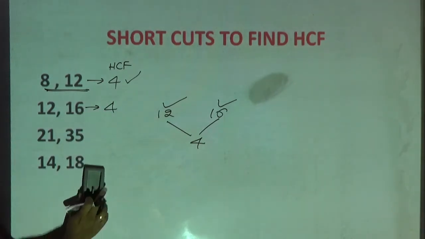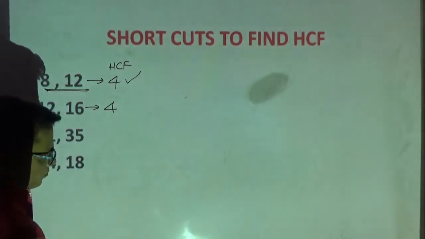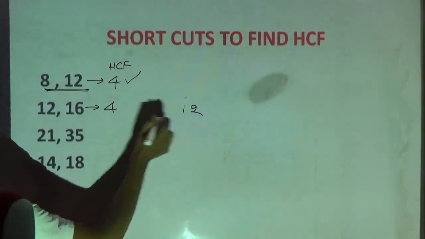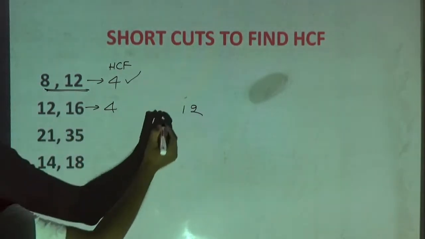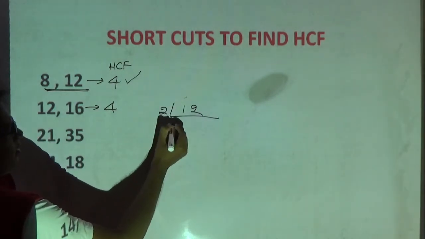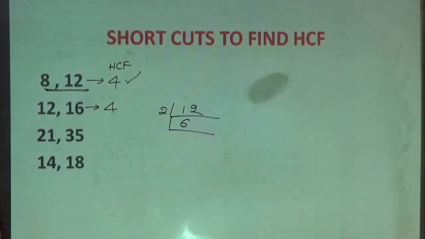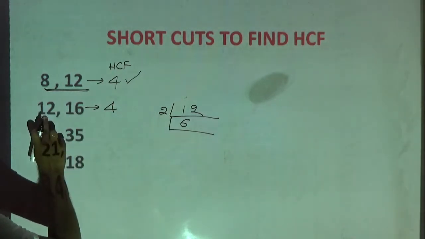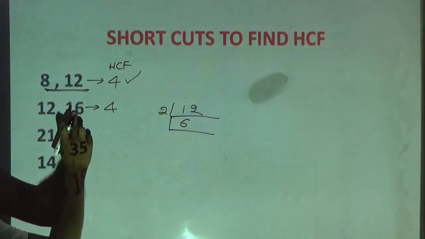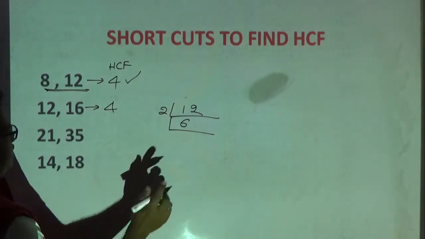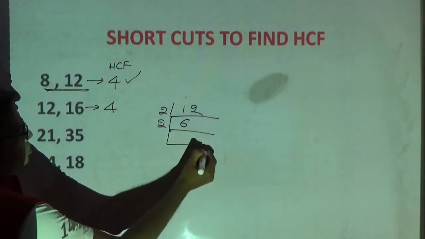Okay, I will explain another method now. Which is the lowest number among 12 and 16? 12. Find the factors of 12. 2 sixes are 12. Now, is 6 going to divide 12? Yes. But 6 is not dividing 16. Therefore, HCF is not 6.